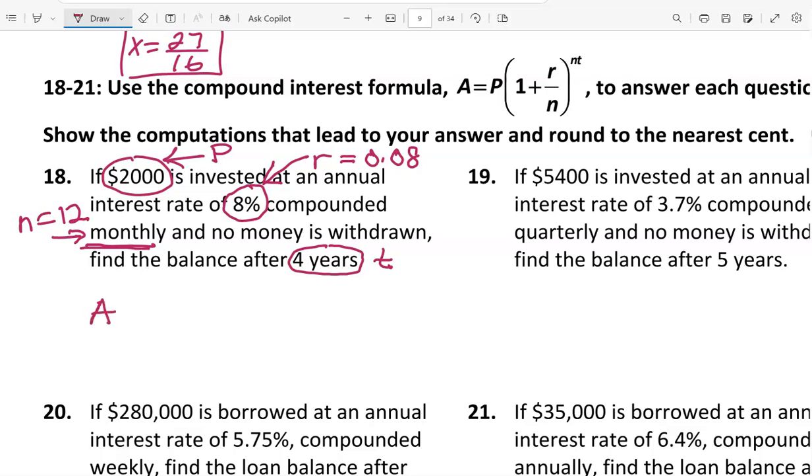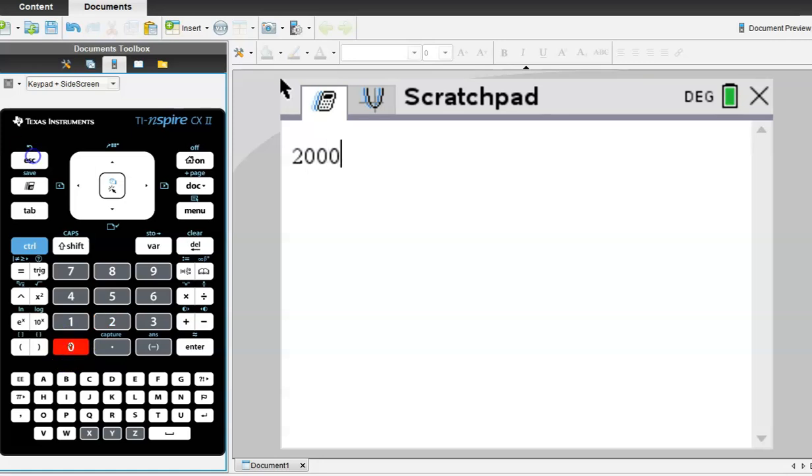So let's replace each of those variables in the formula. A is equal to 2,000 times 1 plus 0.08 divided by 12 raised to the 12 times 4. Your calculator will do this entire thing for you at once. So all we need to do is enter that entire calculation. So we're going to enter 2,000, open parentheses, 1 plus 0.08 divided by 12, cursor to the outside of the parentheses, use the caret key for an exponent, and then we're raising that to the 12 times 4 power.